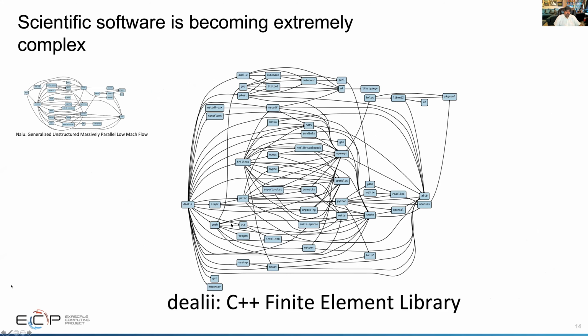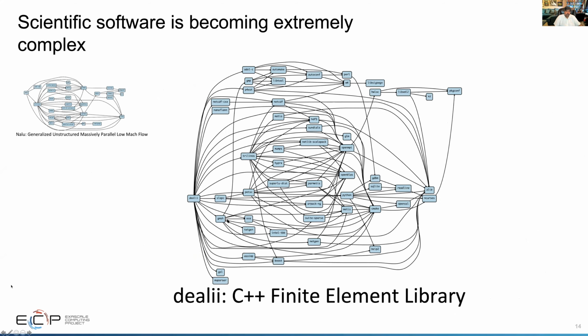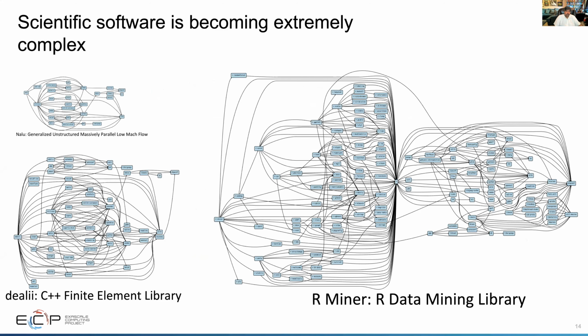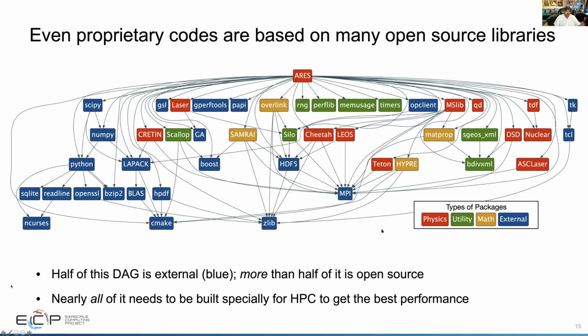Here's another code, deal.II, which is a C++ finite element library. And you can see the dependencies getting more and more complex. And here is RMiner, our data mining library. Even proprietary codes that are based on many open source libraries have a complex dependency graph.